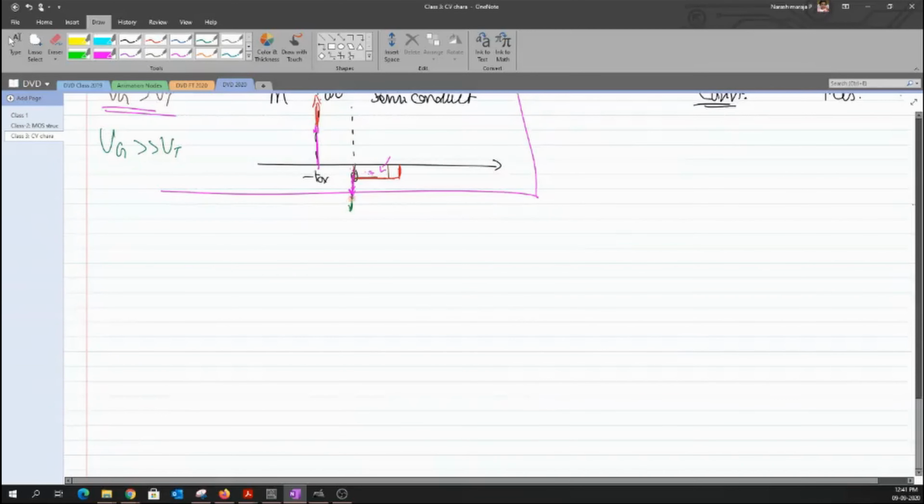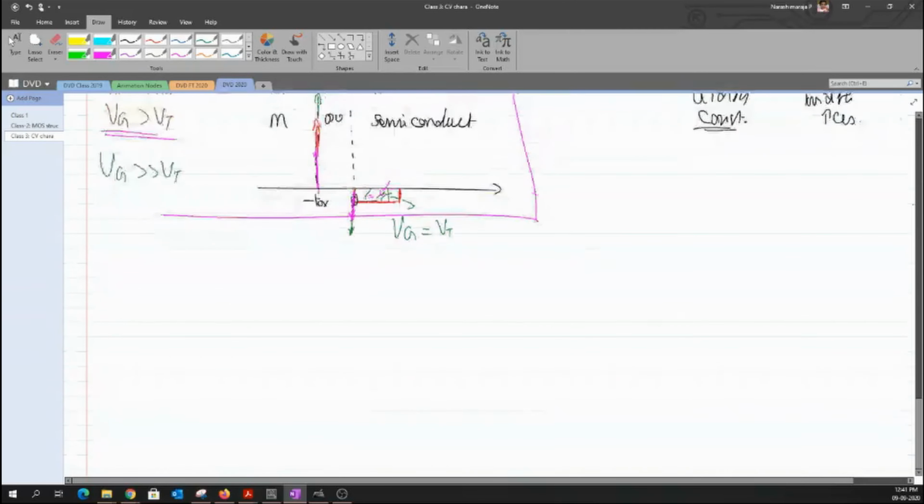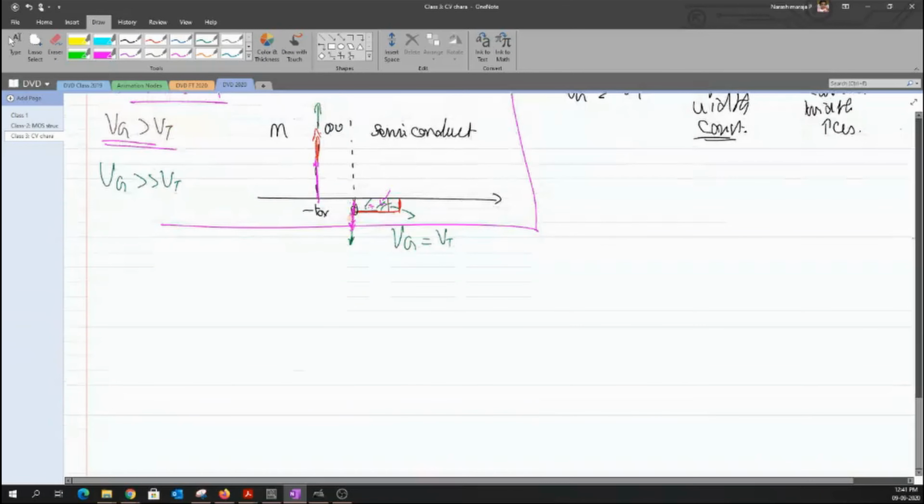So only the height of the spike will increase, but the width of the depletion ions that I have will never increase the moment I cross the value of VG equal to VT. Once I cross the value of VG equal to VT, the amount of charge that I have here is fixed. Okay, so this is fixed. Only thing is, any further increase in my metal would only modify the minority carriers between the oxide and the depletion layer. Okay, any further increase will only modify the electrons, the free carriers.